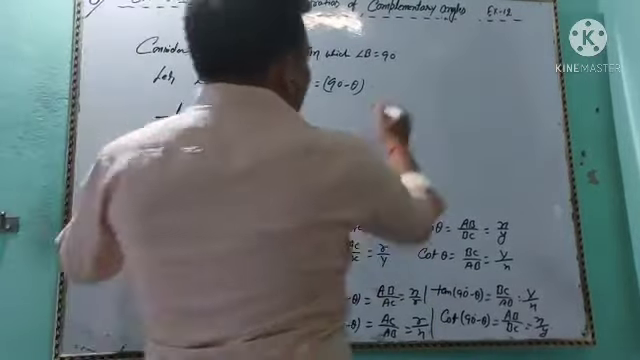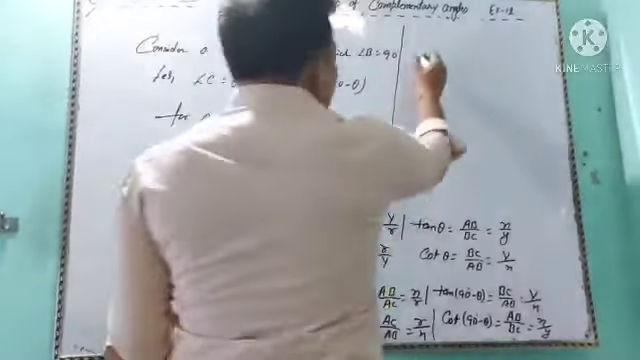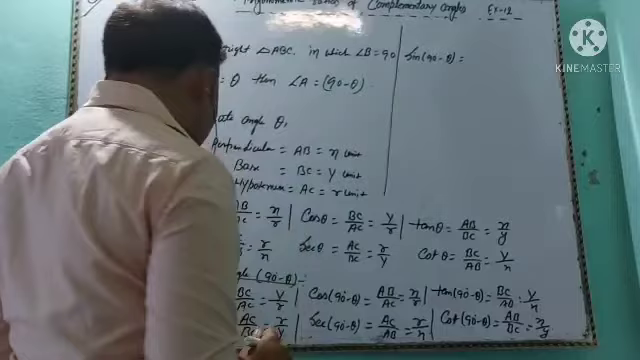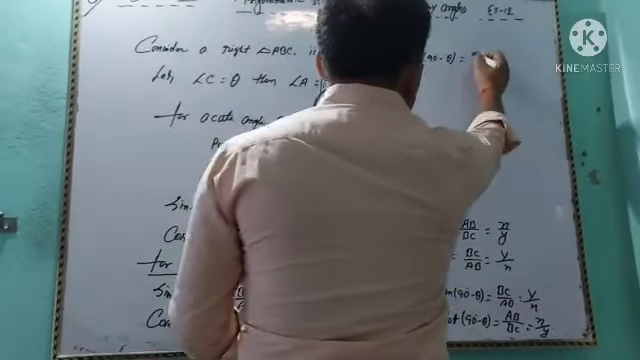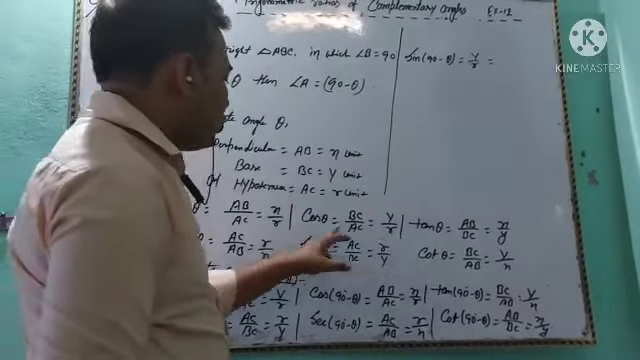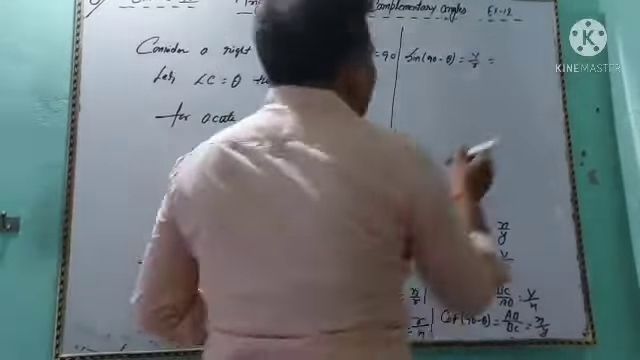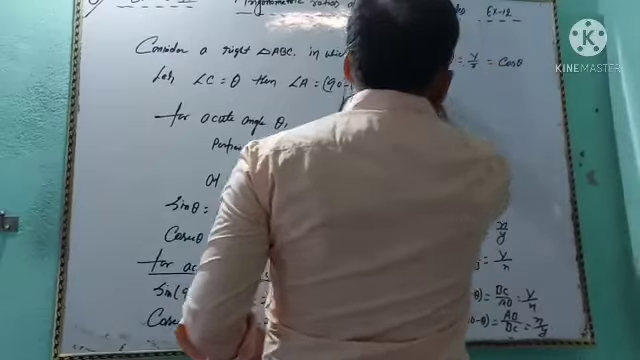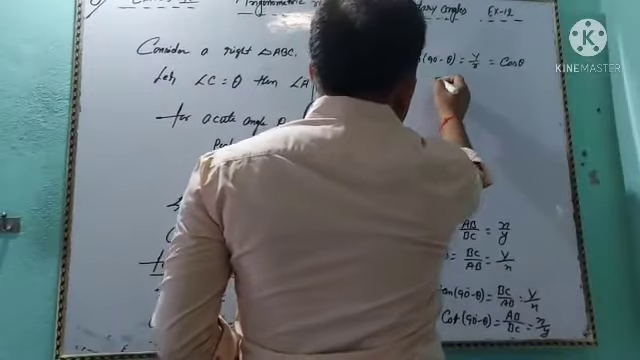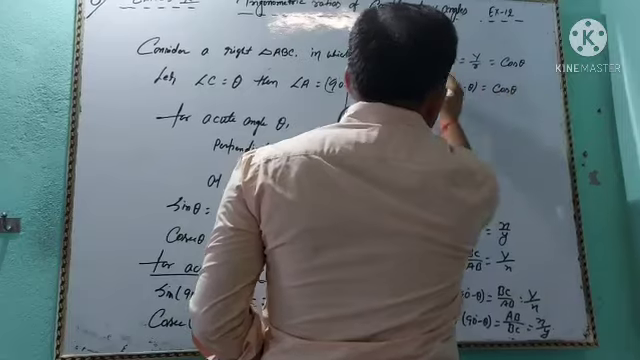Here, sin(90° − θ) is equal to y by r. So y by r is equal to cos θ. For acute angle θ, y by r is equal to cos θ. So the relation between sin(90° − θ) and cos θ is: sin(90° − θ) is equal to cos θ. Okay.